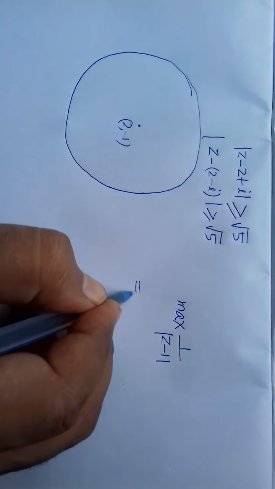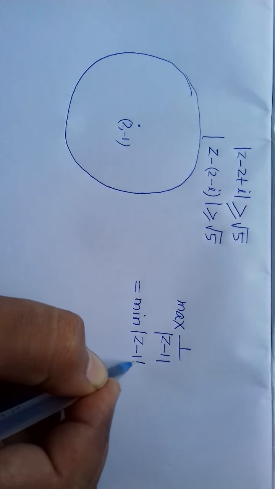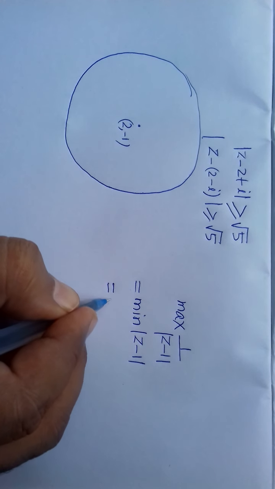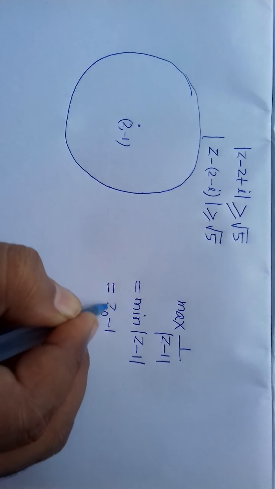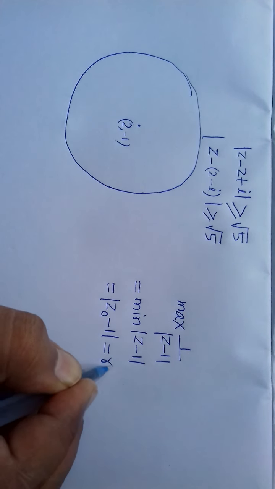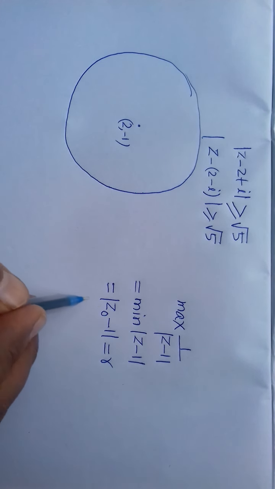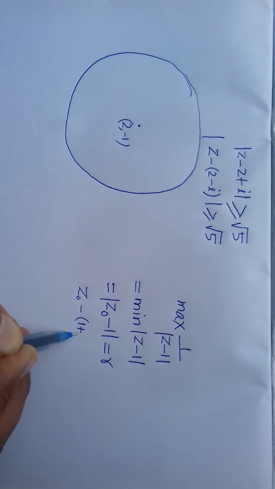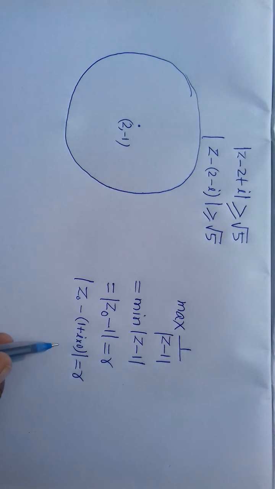This means that we take the minimum of |z − 1|. Suppose this is minimum at z naught, |z naught − 1|. Remember, this is also an equation of a circle. This can be changed as |z naught − 1 + i·0| = r. See, this is an equation of a circle with center (1, 0).